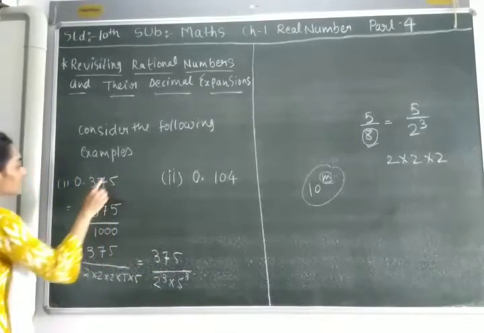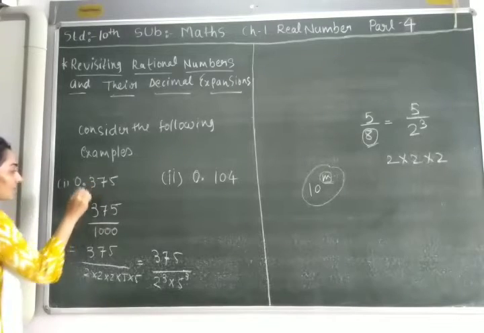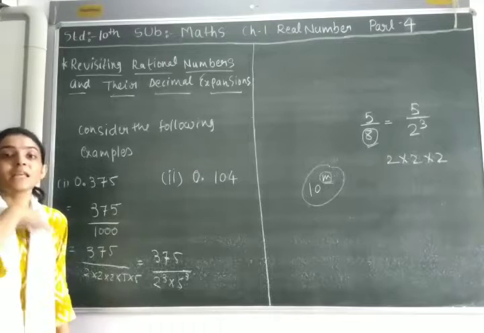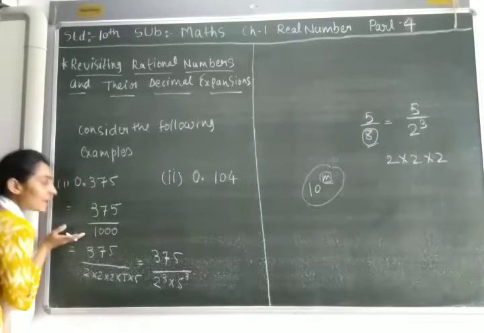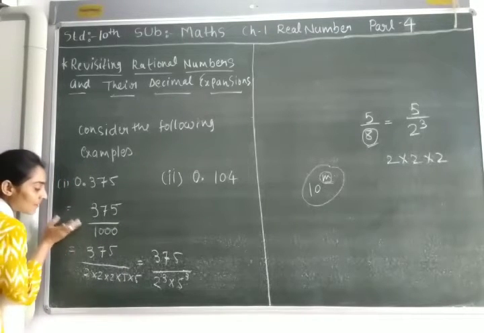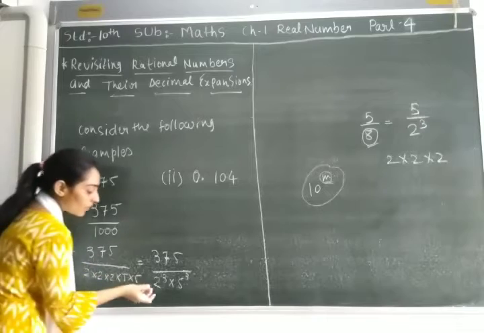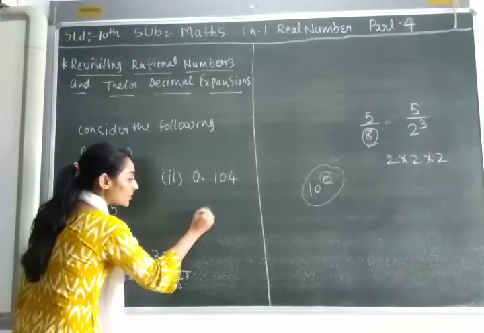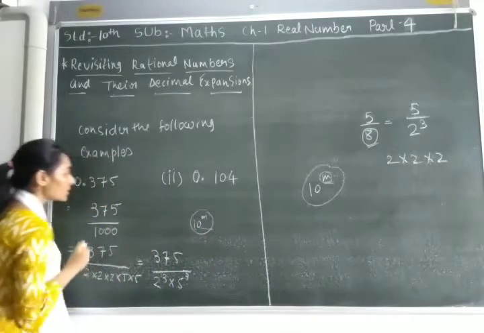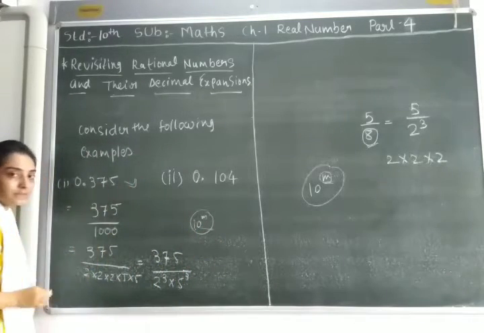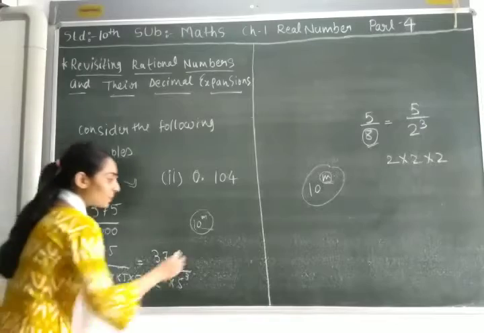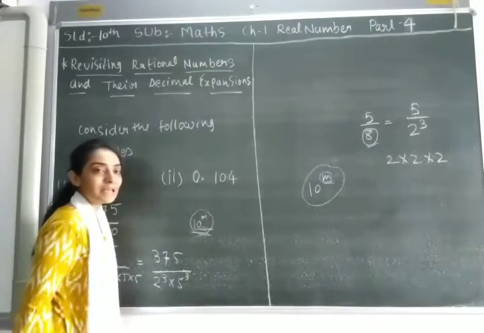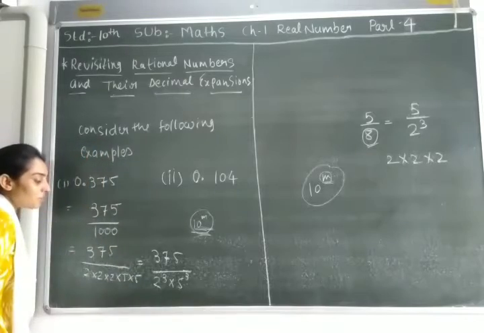If I want to express a digit in p by q form, and my denominator becomes some power of 10, it would be easy for us to express this number in decimal form, whether the decimal is terminating or non-terminating.